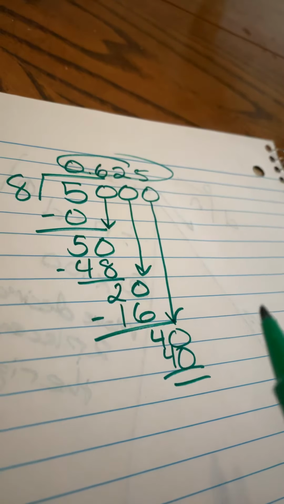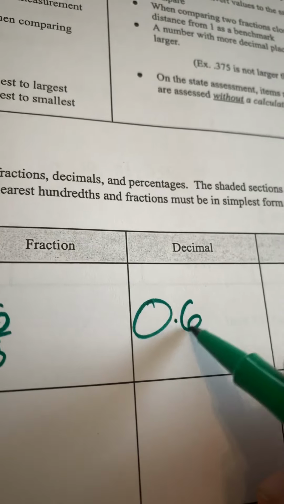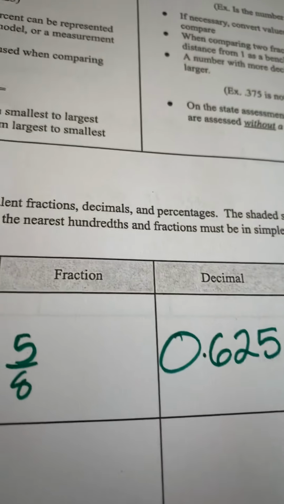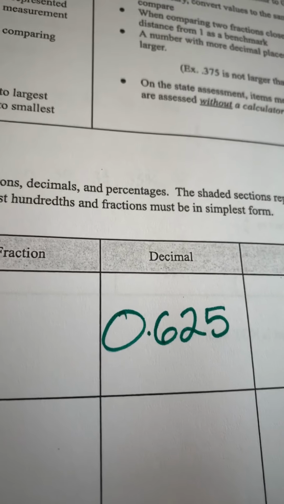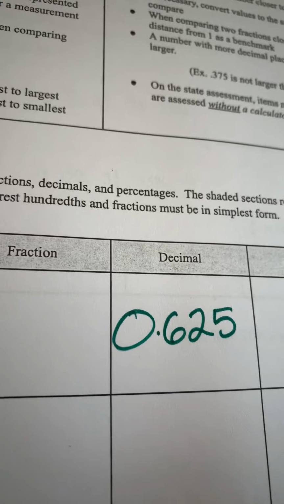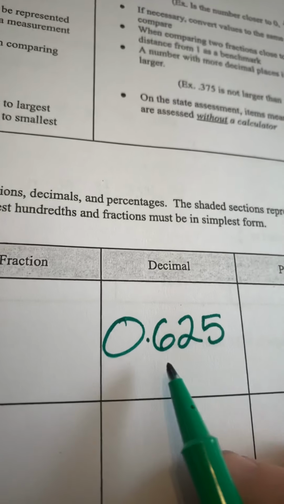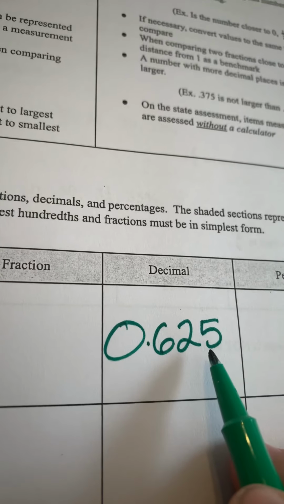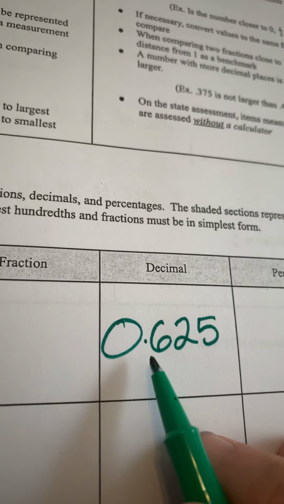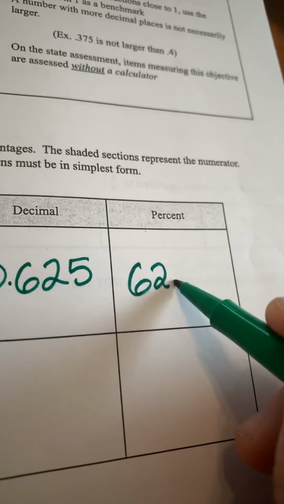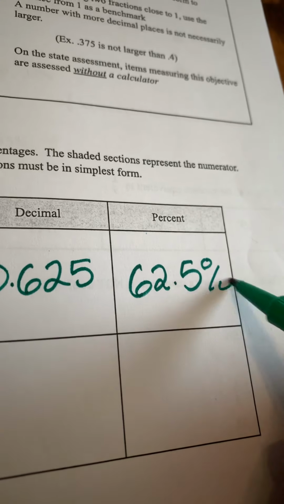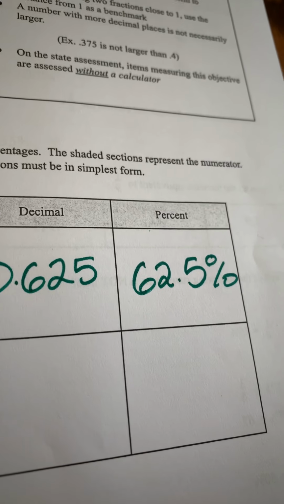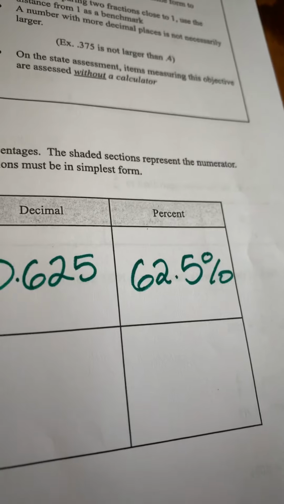So there's my decimal. So 0.625. Now, to make that a percent, I've just got to either A, multiply this times 100, or just move this decimal 2 places to the right, so 62.5%. That's it.